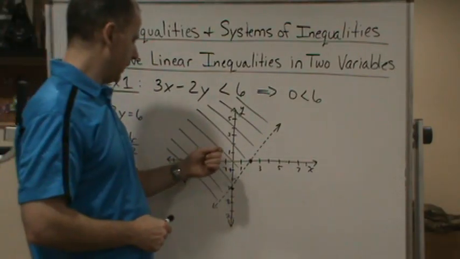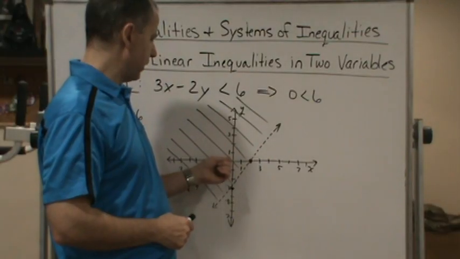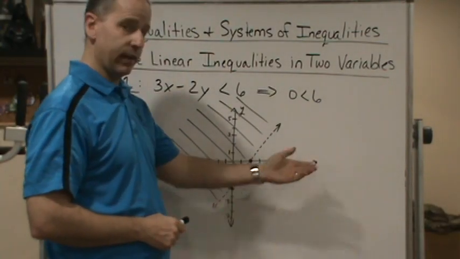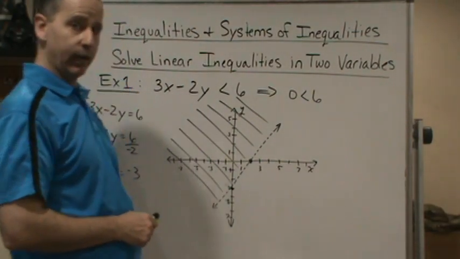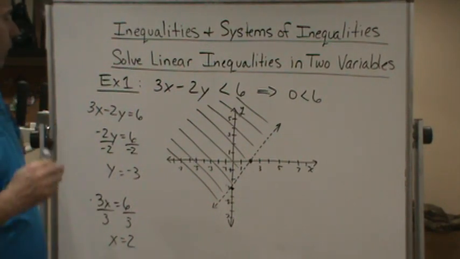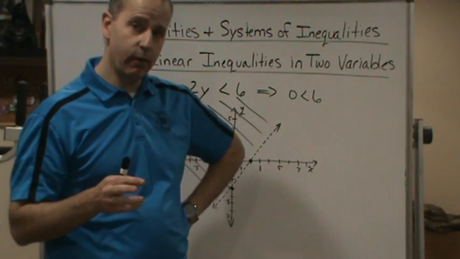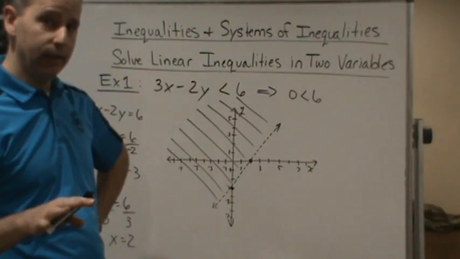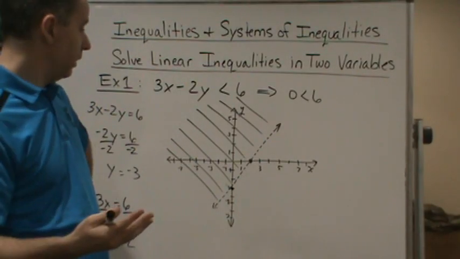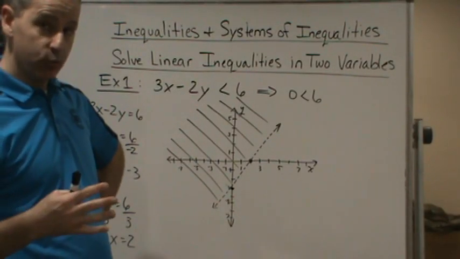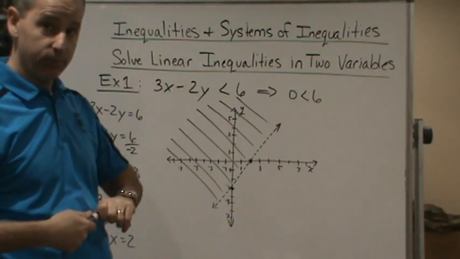Now, if we would have plugged that in and got a false statement, that would just mean that we're going to shade everything on the other side of the line. Okay? So now, I don't know if I'm getting ahead of myself, but I'm going to show you another way that you can graph these without using test points. Okay?